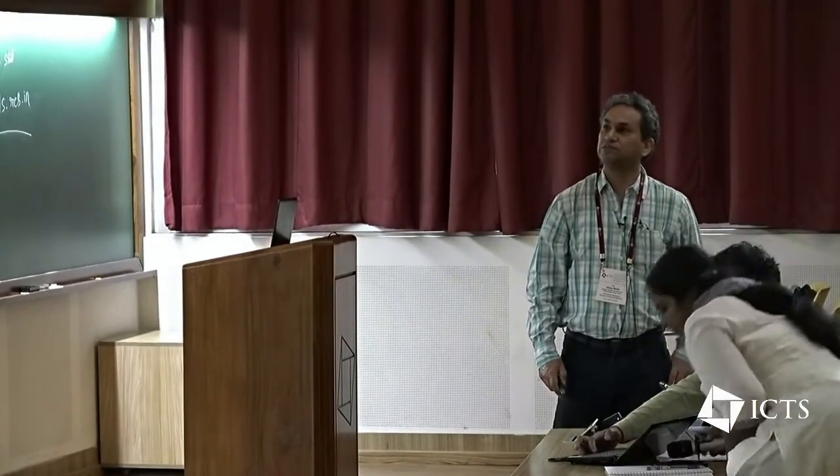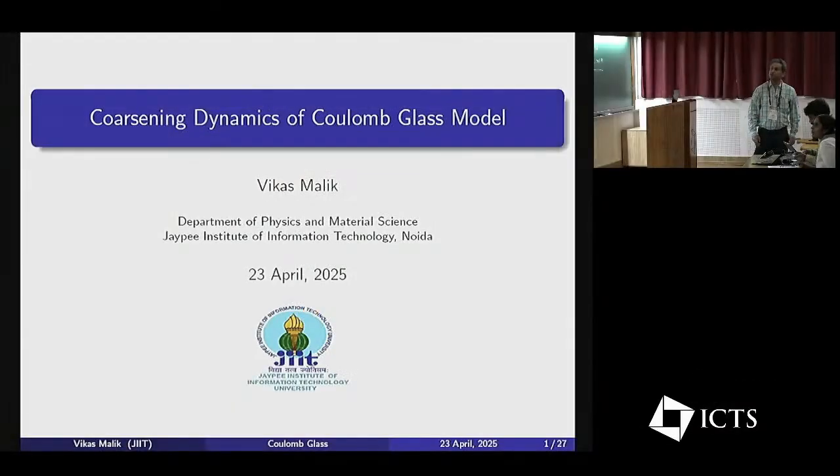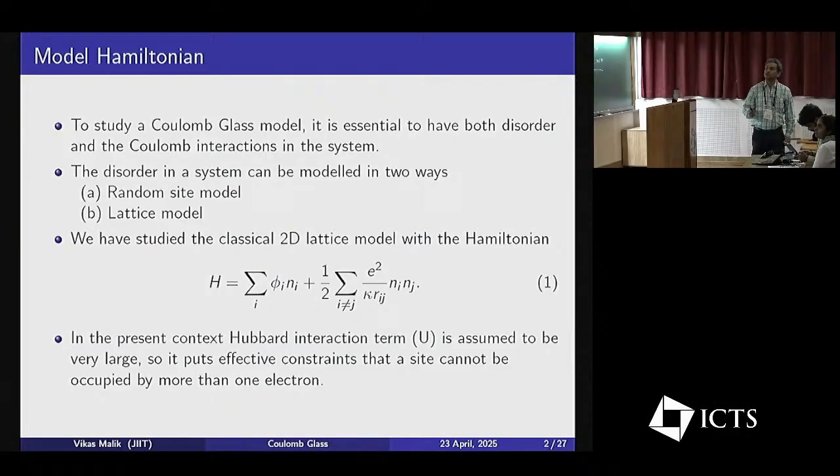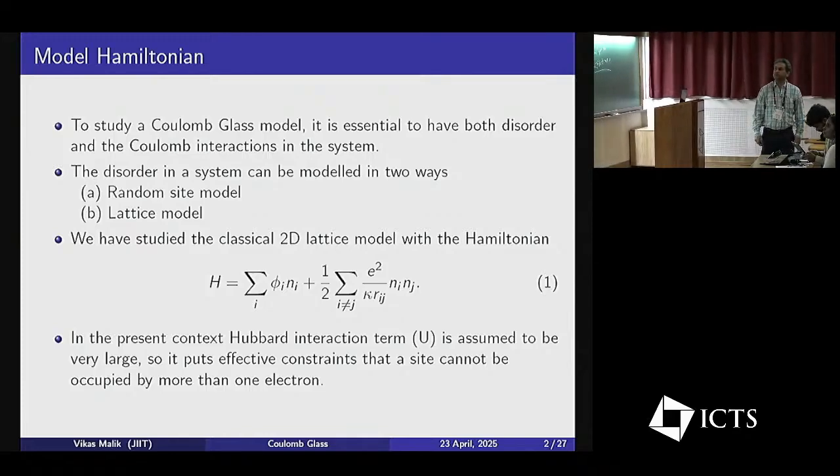I'm Dr. Vikas Malik. I work in the Department of Physical Sciences, JP Institute of Information Technology, Noida. The topic of my talk is coarsening dynamics of the Coulomb glass model. The Coulomb glass model is electrons localized on a lattice, which we are considering here. We are considering a 2D lattice, and the electrons are interacting with non-screened Coulombic interaction.